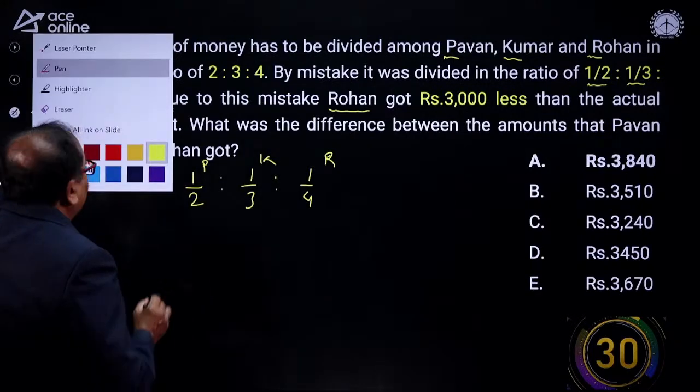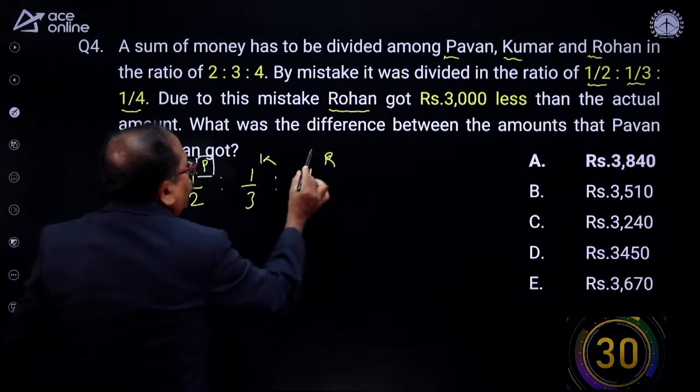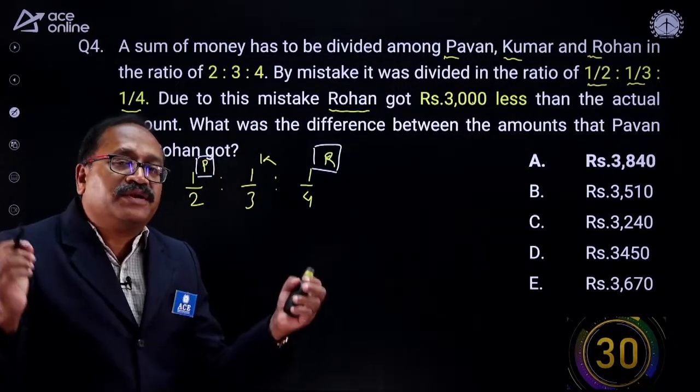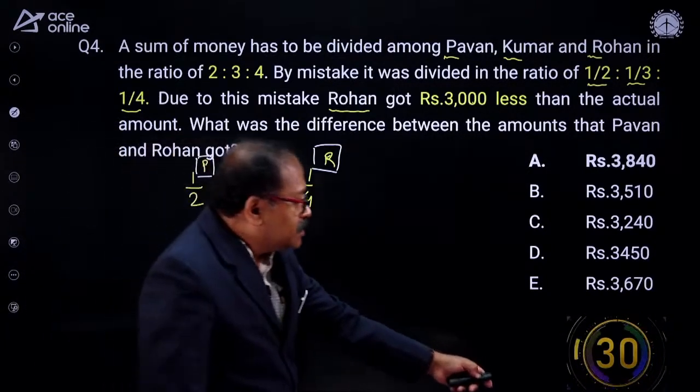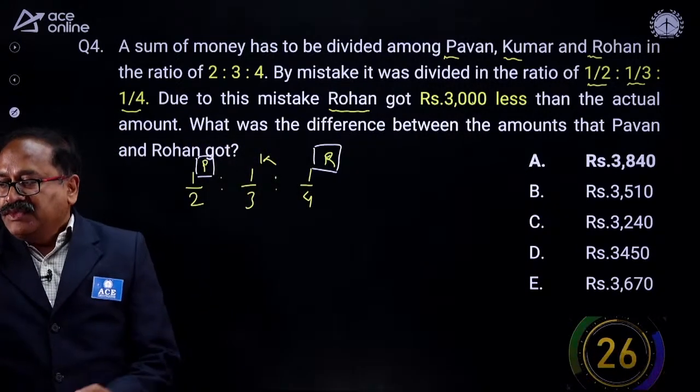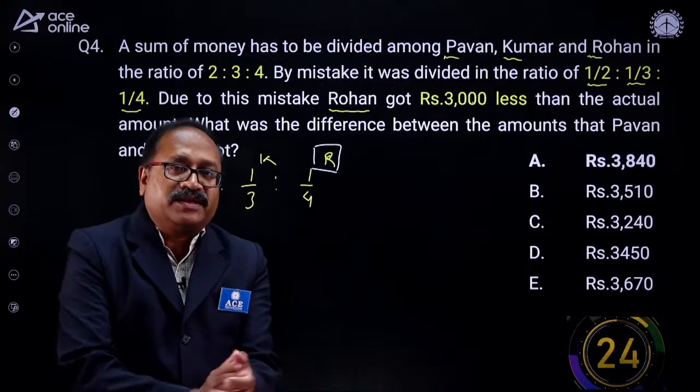Let's see, where is Pawan here? This is Pawan and this is Rohan. So what is the difference in the money they received? Let's start, your time starts now. Answer it, my friends. I'm sure you can answer this. Come on.